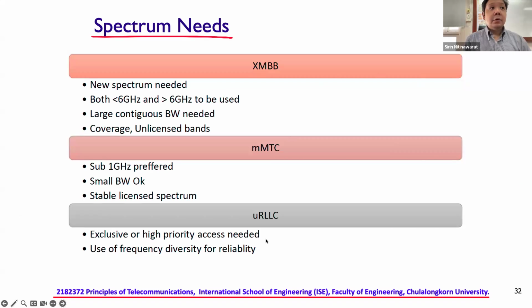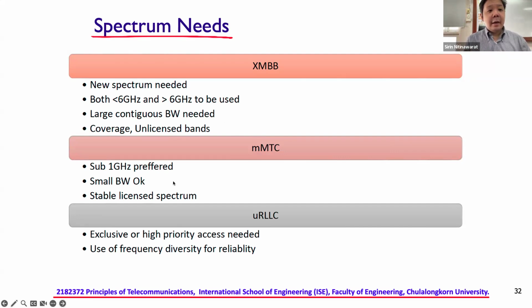Okay. To enable all these service categories, as I already mentioned, 5G integrates a lot of spectrums. For eMBB or xMBB in particular, a lot of spectrums are being used, both under 6 GHz and above 6 GHz. For eMBB in particular, because you want to support very high bandwidth, oftentimes you need to use large contiguous bandwidth. Okay, and that often will require the use of unlicensed bands.